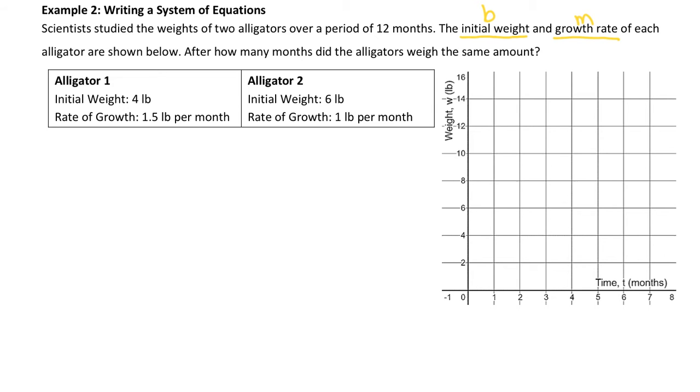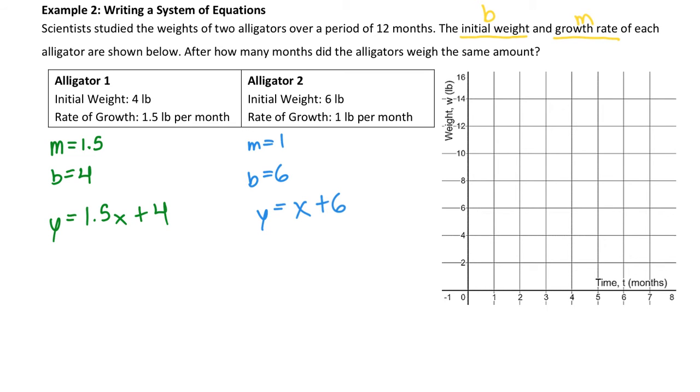So for alligator 1, the slope and y-intercept: the slope is 1.5, the rate of change is 1.5 pounds per month, and the initial weight, the y-intercept, is 4 pounds. So my equation is y equals 1.5x plus 4. That represents the growth of alligator 1. Alligator 2 has a growth rate of 1 pound per month and a starting weight, or a y-intercept, of 6. So that equation is y equals 1x, or just x, plus 6.